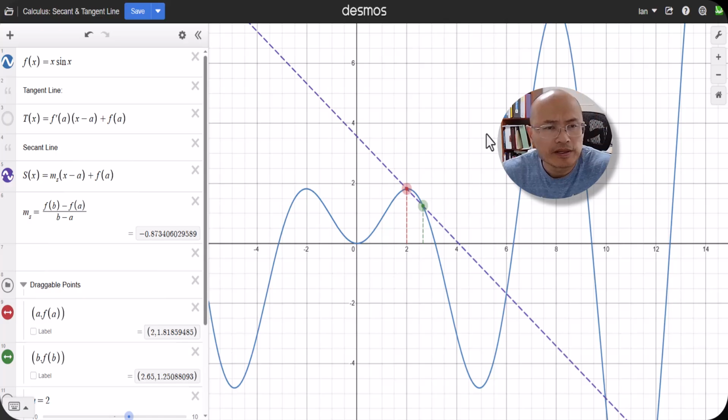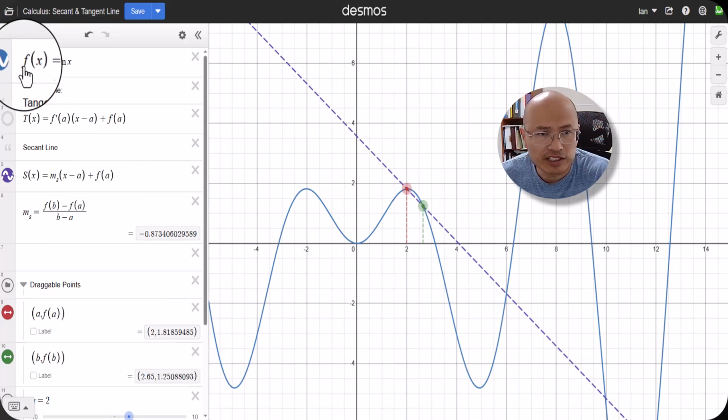Hello! What we're going to do right now is visualize the average rate of change of a function. So let's say you have a function. In this case, our function is f of x equals x times sine of x. So it's an algebra function times a sinusoidal function. And notice there is some oscillating motion going on, but we're particularly interested when x equals 2.